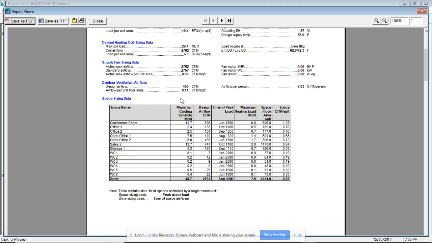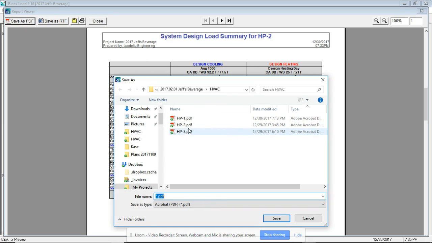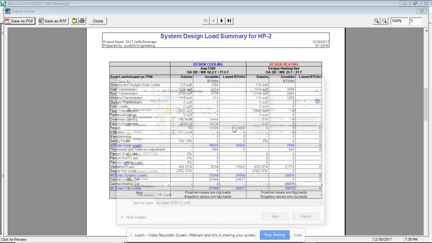So what happened in this space is different. It's still 57 and 24. That's like 81. And out of 81,000, we had about 20,000 of fresh air and about 24,000 of people. I'll save this as HP2 here, and we'll be done.